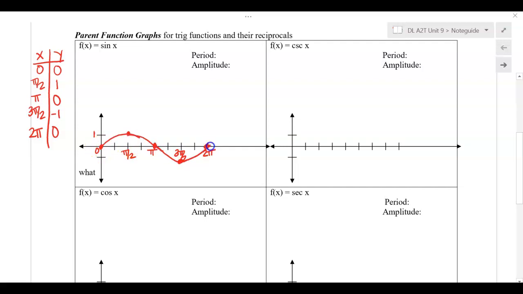We're going to really focus on graphing one period and then continuing that after we've seen the pattern and how to scale a graph. So the period here is 2 pi, and the amplitude is 1.